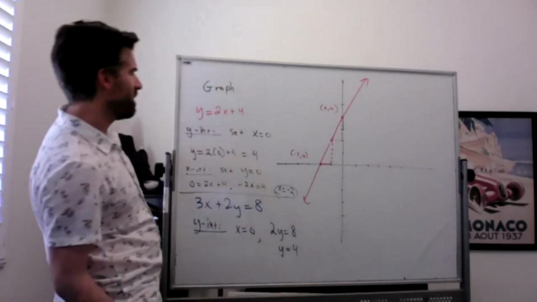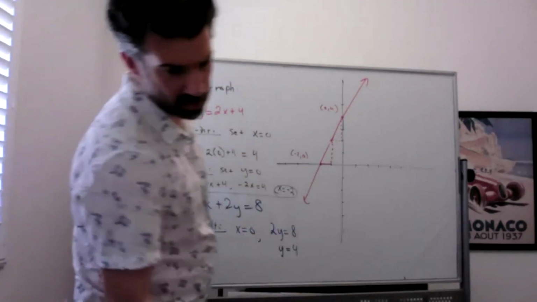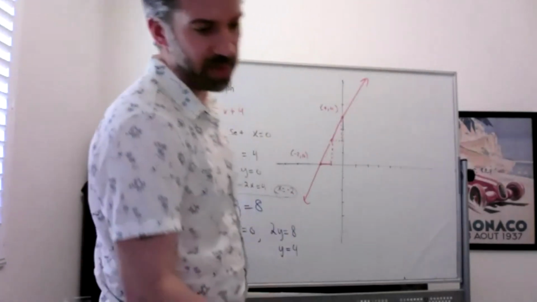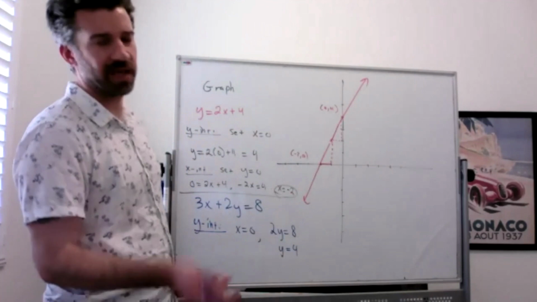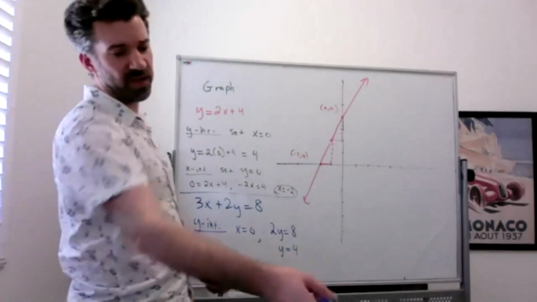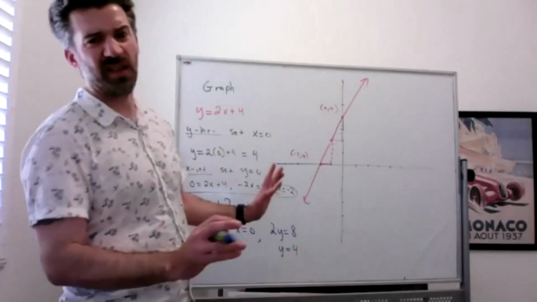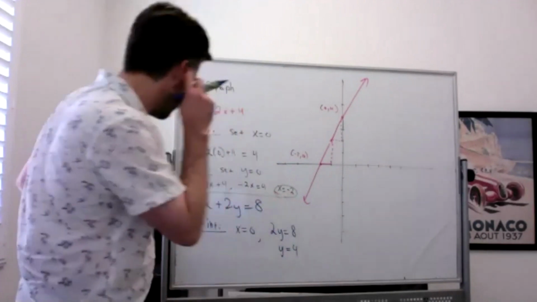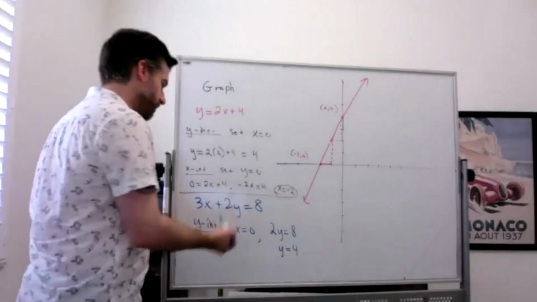And I feel like I made a mistake. I did. It's all right. I wrote down the wrong line I wanted to graph, but that's fine. It doesn't really matter. So y is equal to 4.